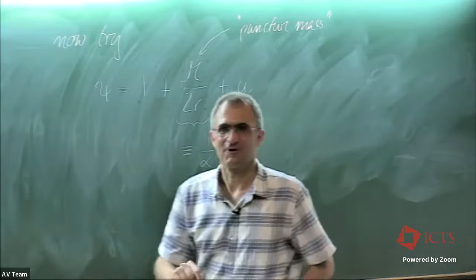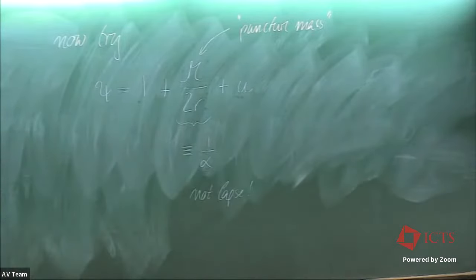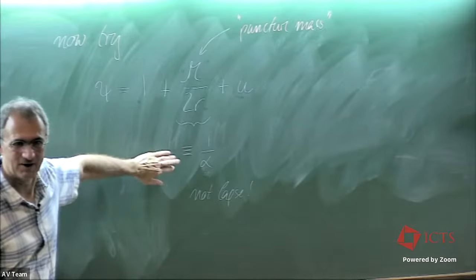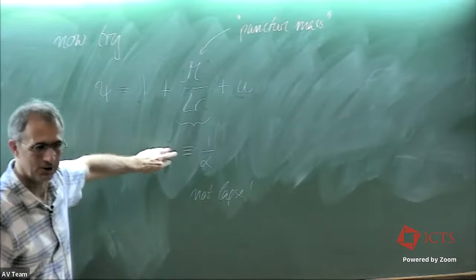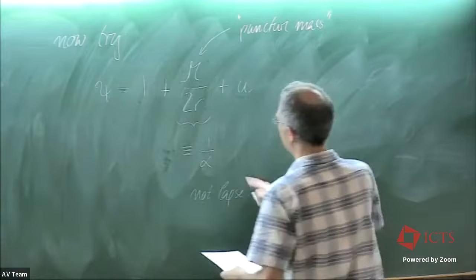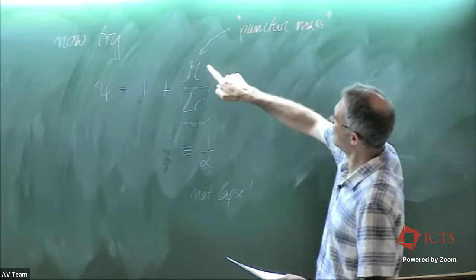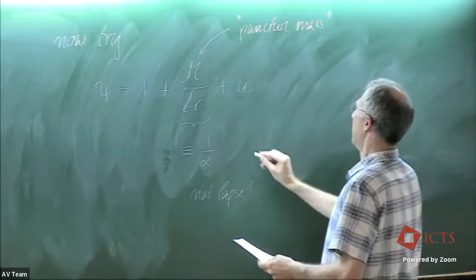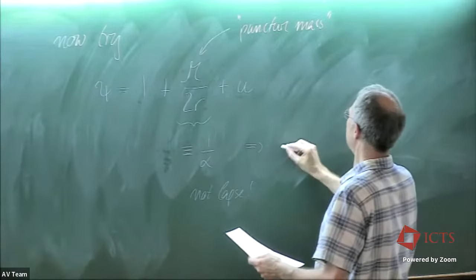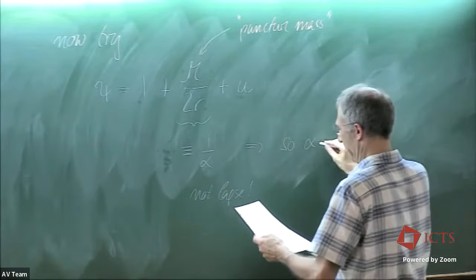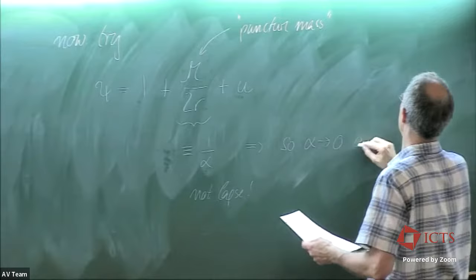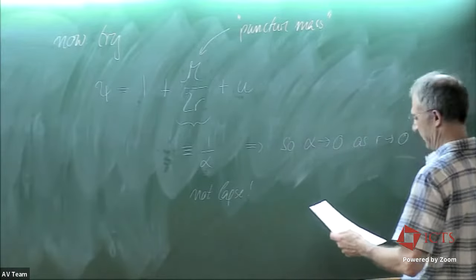Okay, I'm just following convention. This method was developed by Brandt and Brügmann, building on some earlier work by other people. They use this notation alpha and beta, so I'll adopt that, but do not confuse it with the lapse, okay? So 1 over alpha is just a shorthand for m divided by 2r. What this implies is that alpha itself approaches 0 as r goes to 0, okay?